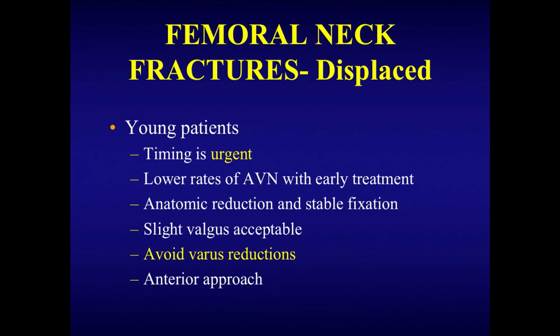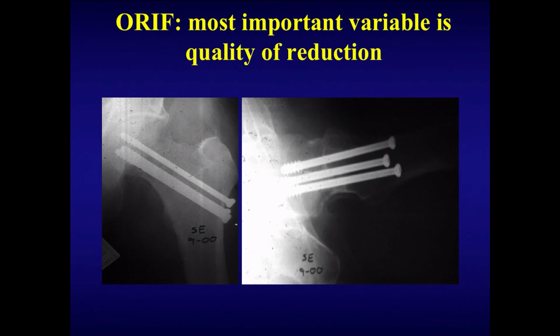Anatomic reduction and internal fixation, stable fixation, is what we want. Slight valgus is acceptable because they may stand on it, but thou shalt not varus. Okay? Varus reductions are avoided. And typically for femoral neck fractures, I like to do it through an anterior approach. You can use a Smith-Petersen or a Hueter approach, the same approach we use for anterior total hip. It's a nice approach to the front of the joint and spares the vasculature.